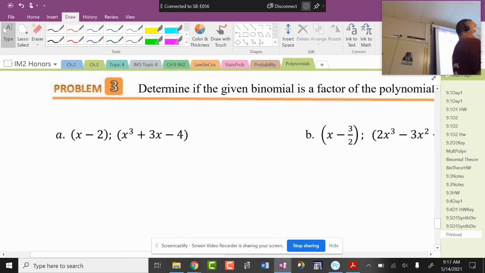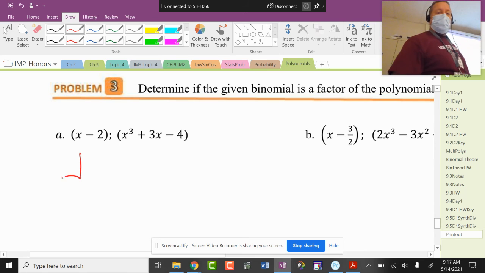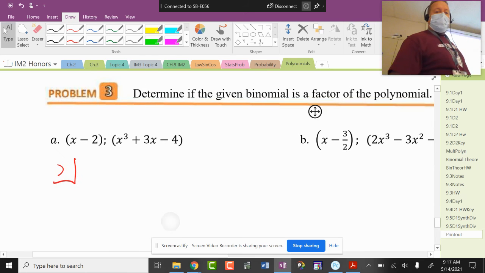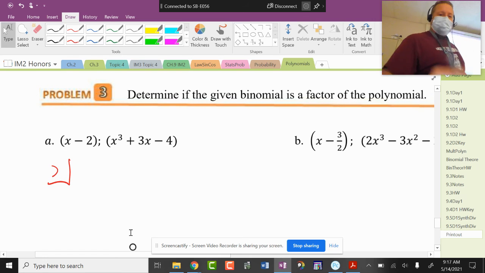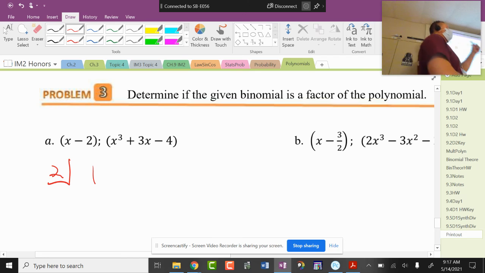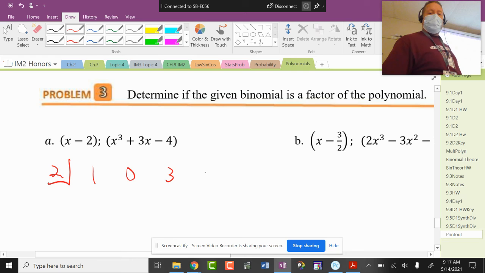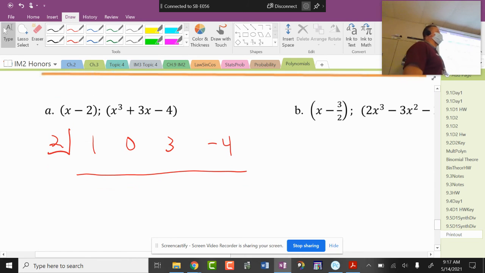What should I get as a remainder, everybody? No, what should I get as a remainder if it's a factor? 0. Okay, and that's what should happen. So 2. All right, do I have a missing term? Yes or no? Yes. 1x cubed, 0x squared, 3x minus 4. So we're still going to go through the synthetic division process, but we're going to say yes, it's a factor, or no. We don't have to write a final answer.